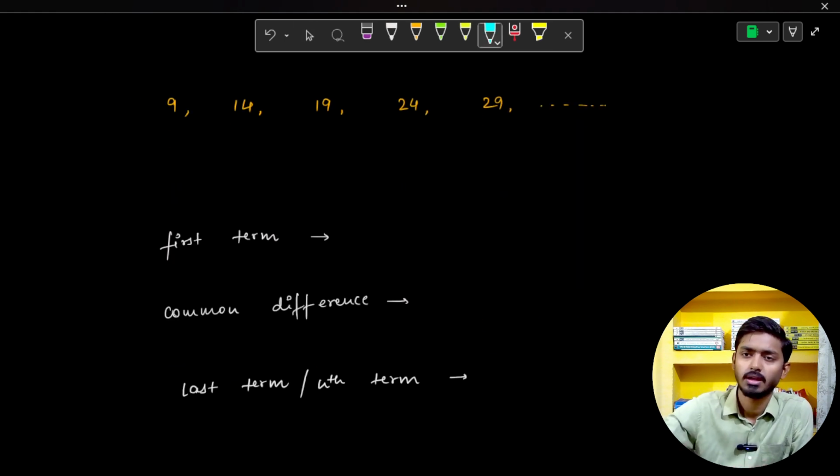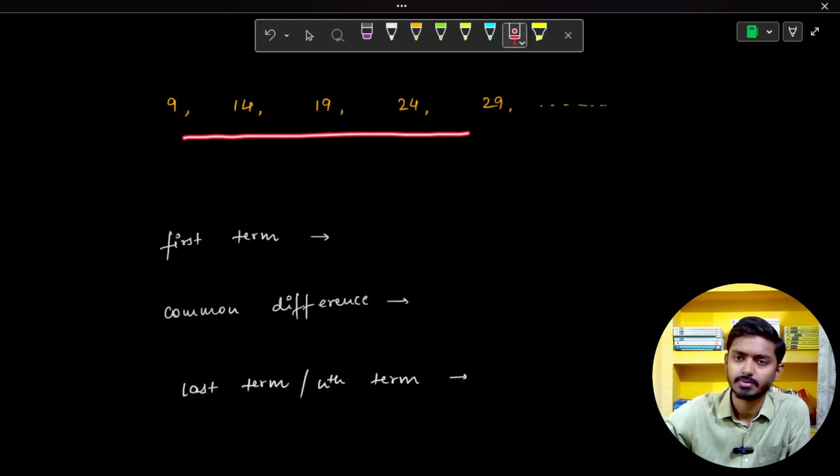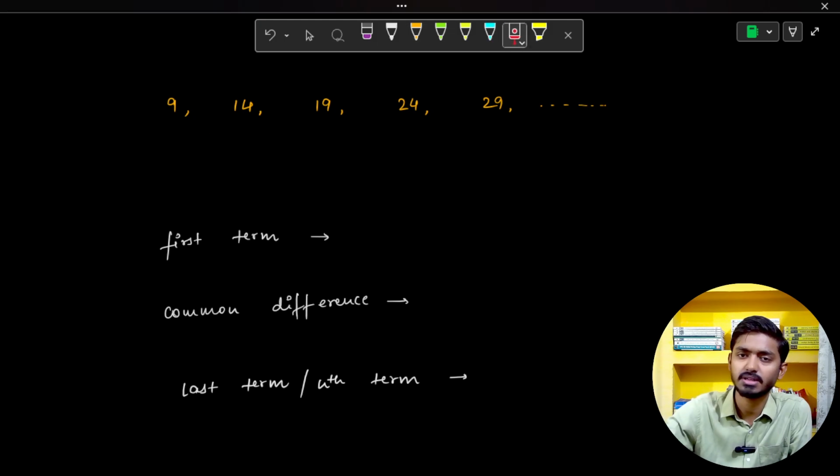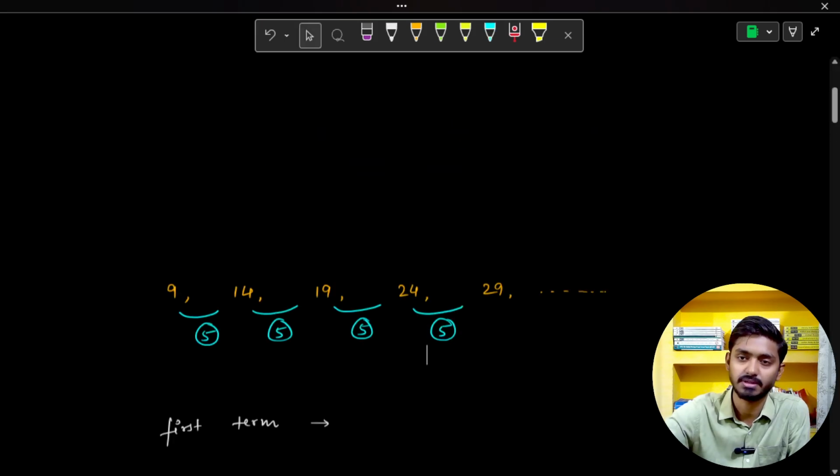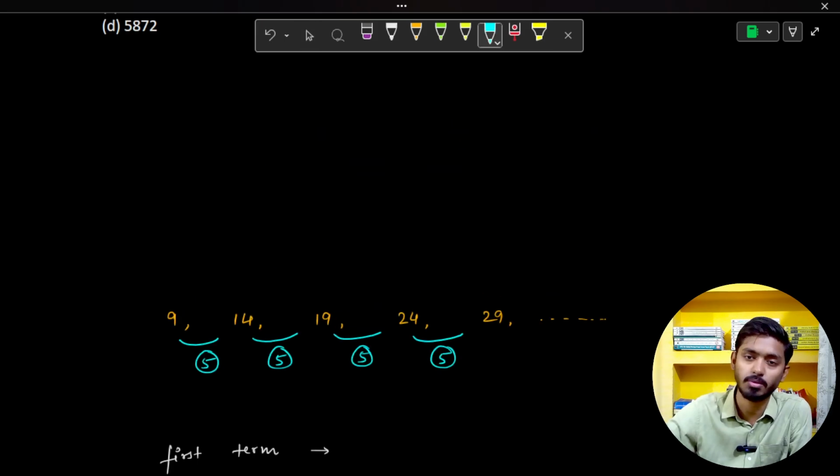Now, if you observe, this is a series, and there is a difference of 5 between the consecutive terms. Any series having similar differences, or shall I say common differences, is termed as arithmetic progression.